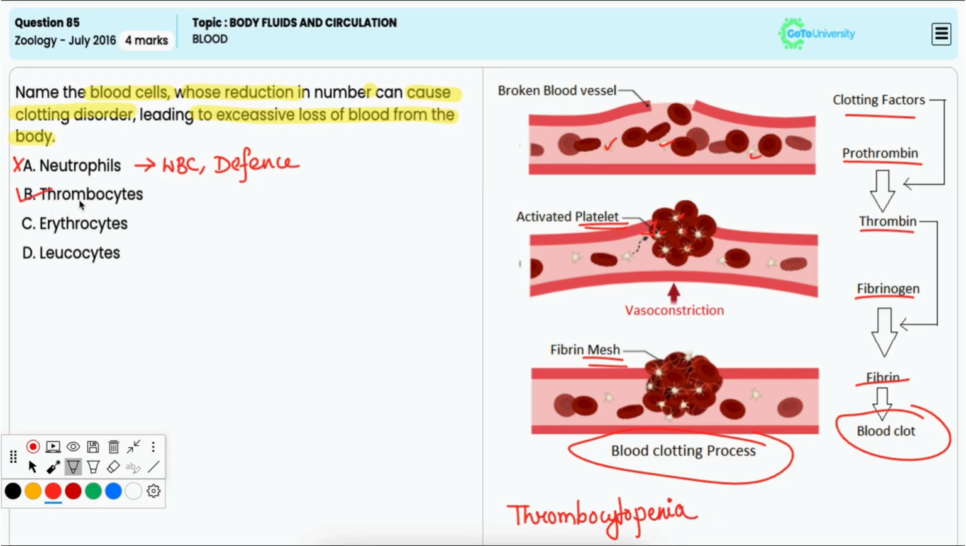Option C, erythrocytes. It is also incorrect because erythrocytes, or the red blood cells, are involved in oxygen transport and not clotting. A reduction in erythrocytes causes anemia, but not any clotting issues. Option D, leukocytes. It is also incorrect because leukocytes, that is the white blood cells, are part of the immune system and do not play a direct role in clotting.